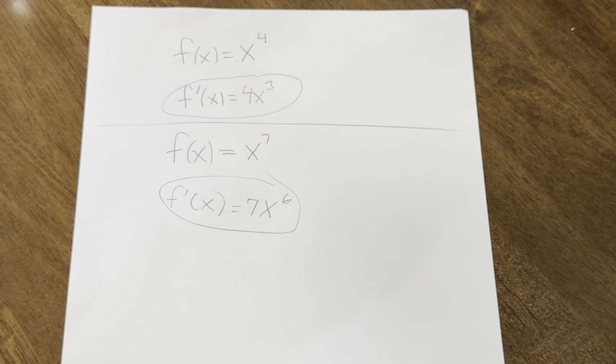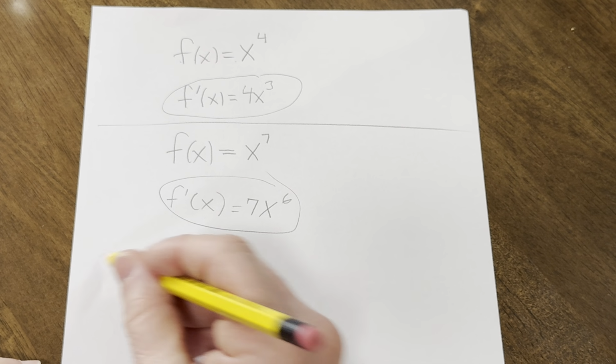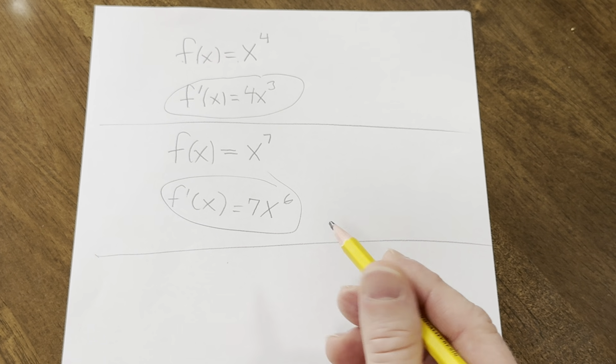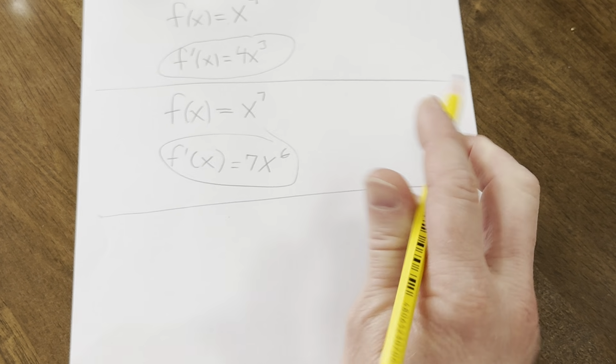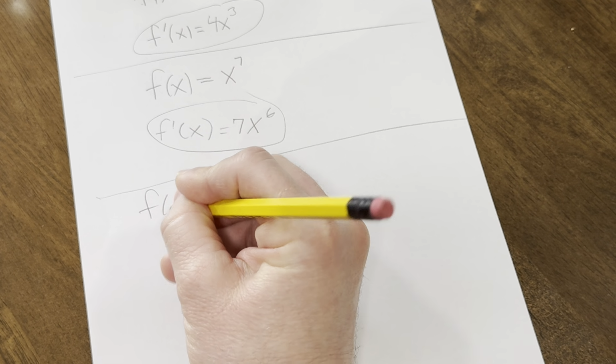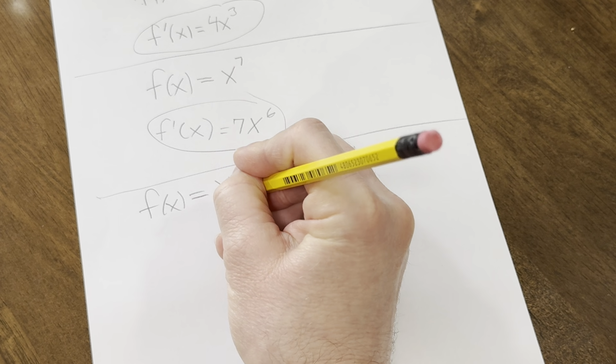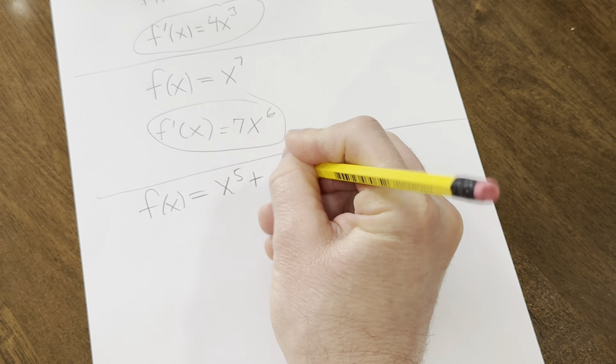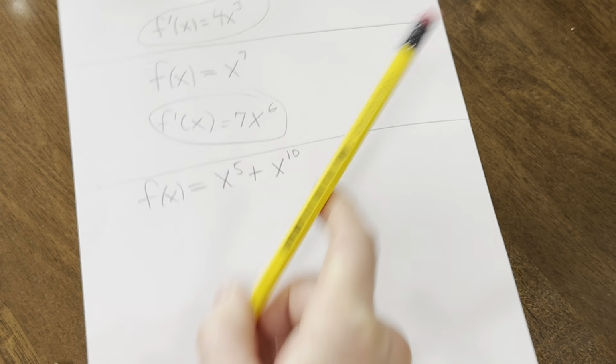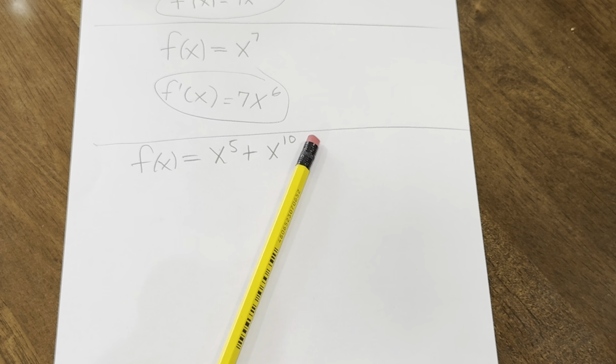You found, what is this called? Remember how to say it? It's a big word. Derivative. Okay. All right. Let's try another one now. Let's raise the level of difficulty. Let's do a sum. Let's do x to the 5th plus x to the 10th. And you're going to find, what's it called? The derivative.